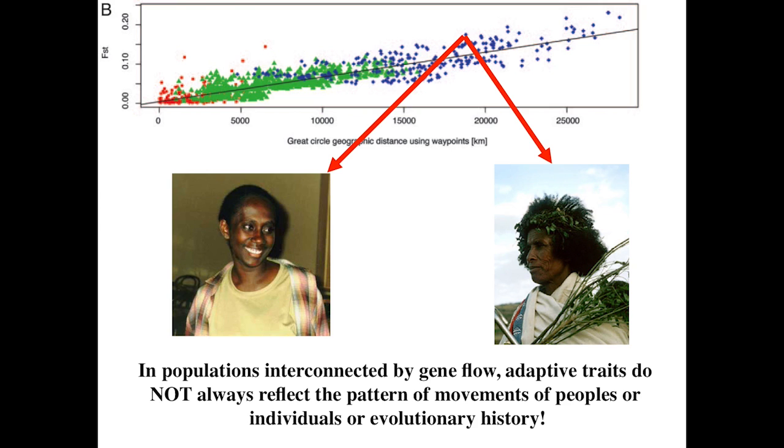So I want to emphasize, when populations are interconnected by gene flow, adaptive traits do not always reflect patterns of movements of peoples or individuals in their evolutionary history. Rather, they reflect the local adaptive conditions.